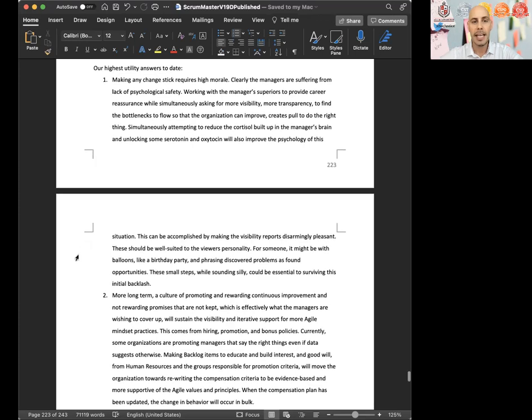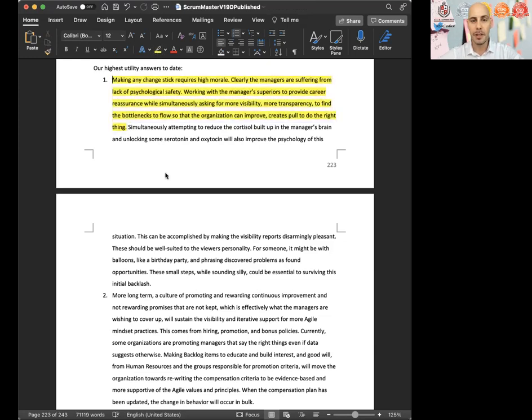1, making any change stick requires high morale. Clearly, the managers are suffering from lack of psychological safety. Working with the manager's superiors to provide career reassurance while simultaneously asking for more visibility, more transparency, to find the bottlenecks to flow so that the organization can improve, creates pull to do the right thing.